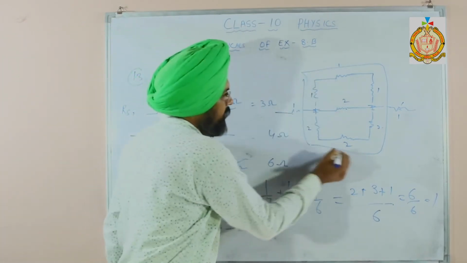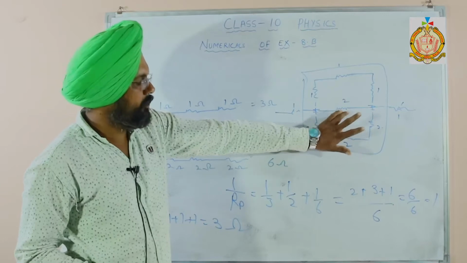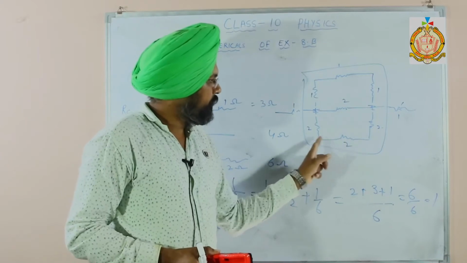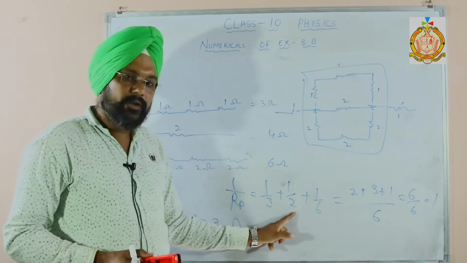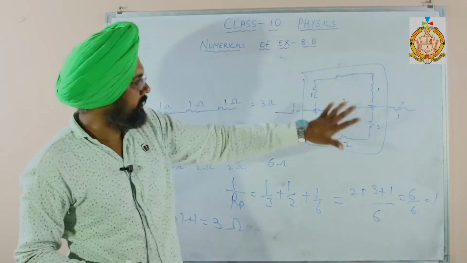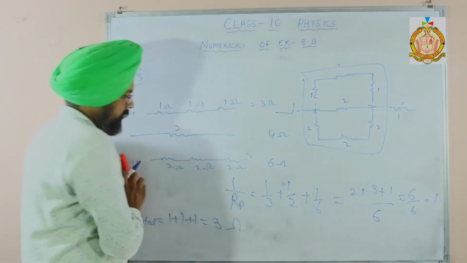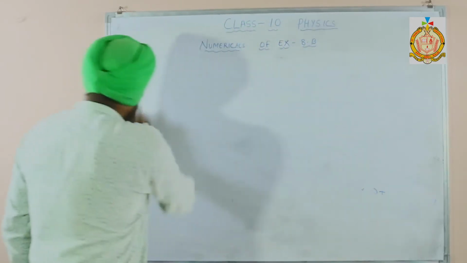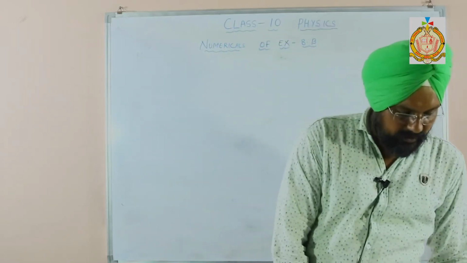Firstly, we have to find the resistance of this portion, and in this portion only 2 is there. That's why I wrote 1 upon 2 plus 1 upon 6. 2 plus 2 plus 2 is 6, 1 plus 1 plus 1 is 3. So 1 over 3 plus 1 over 2 plus 1 over 6, take the LCM, and we will get 1 ohm. So this portion's resistance is 1. So 1 plus 1 plus 1 becomes 3 ohm. This type of numericals you will get in the ICSE as well as in the terminal exam.